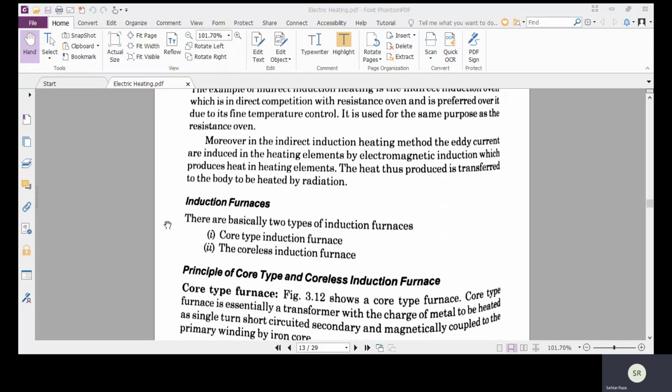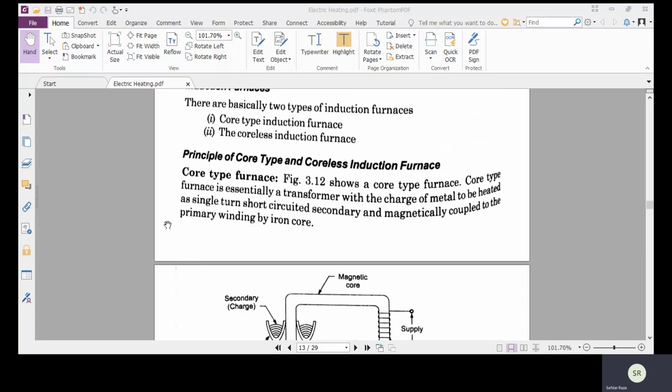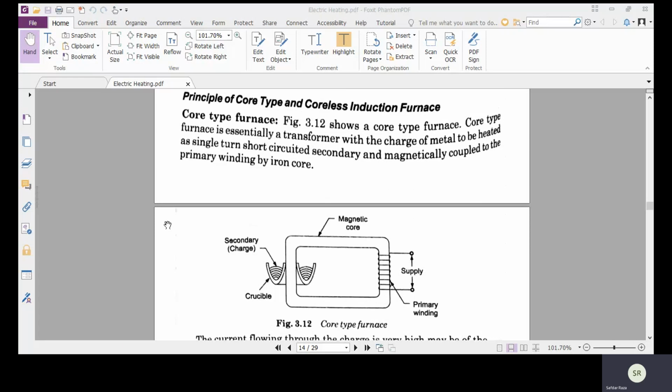So, as we have discussed just before, there are two types of induction furnaces: one is the core type induction furnace, and the other is the coreless induction furnace. One by one, we will discuss in detail the construction, working, and applications of the core type induction furnace and the coreless induction furnace. Now, what is the principle of the core type and coreless induction furnace? First we will go for the principle of the core type induction furnace.